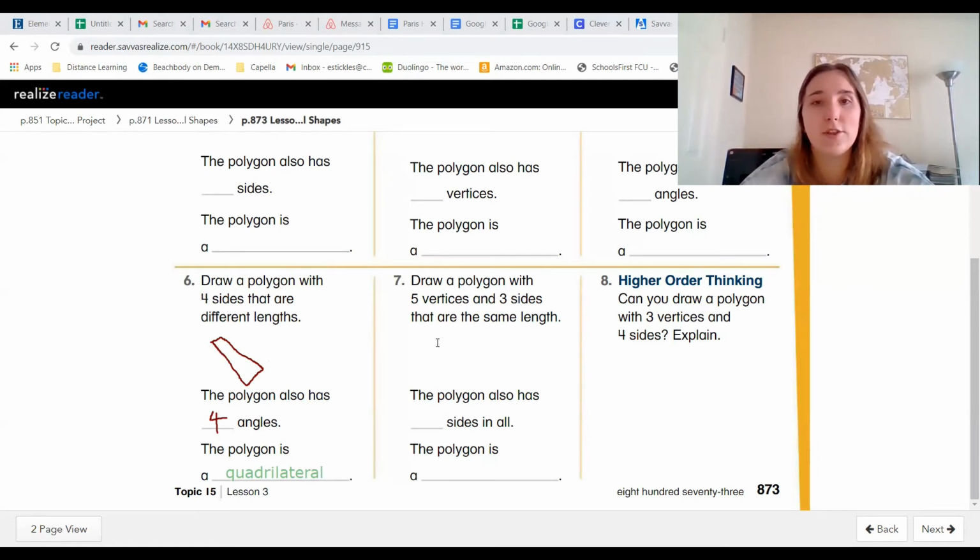You're going to do number 7. Let's read it. Draw a polygon with 5 vertices and 3 sides that are the same length. So do your best. Try it out. See what you can draw. Answer the questions, and then come back when you think you've got it.